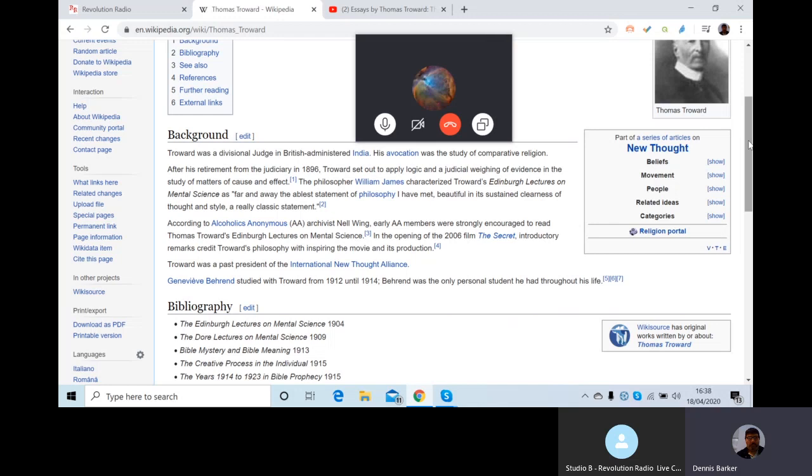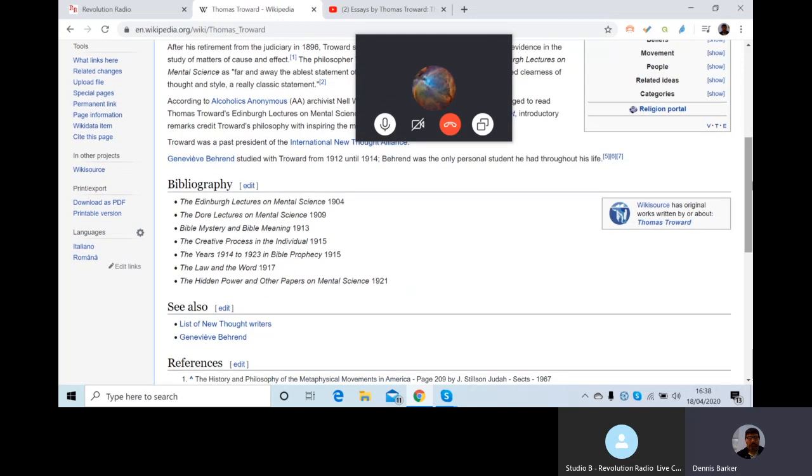According to Alcoholics Anonymous archivist Neil Wing, early AA members were strongly encouraged to read Thomas Troward's Edinburgh lectures on mental science. And the movie The Secret also credits Thomas Troward's philosophy with inspiring the movie. He was past president of the International New Thought Alliance. So there's a few books in the bibliography. I'll just read through that. Most of these are public domain now, because they're all over 100 years old, or just about 100 years old.